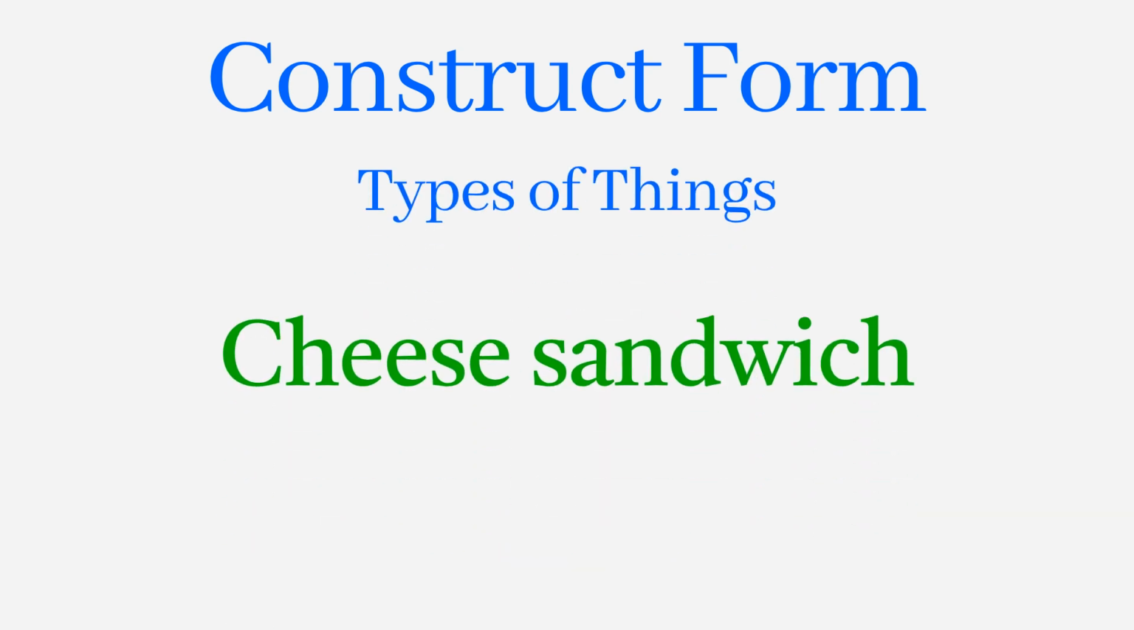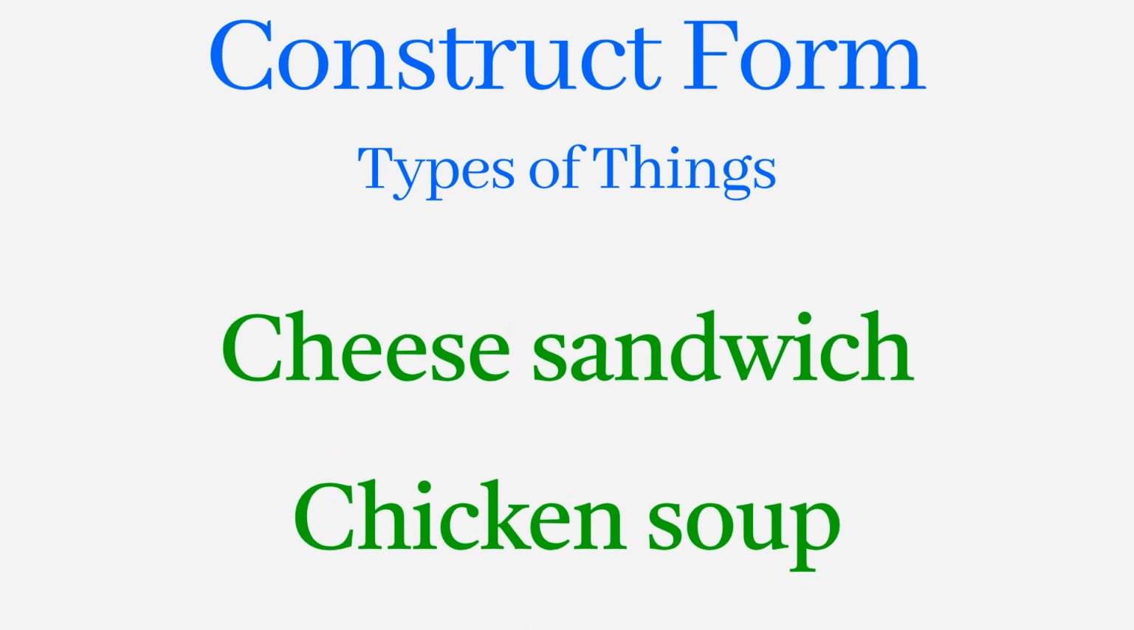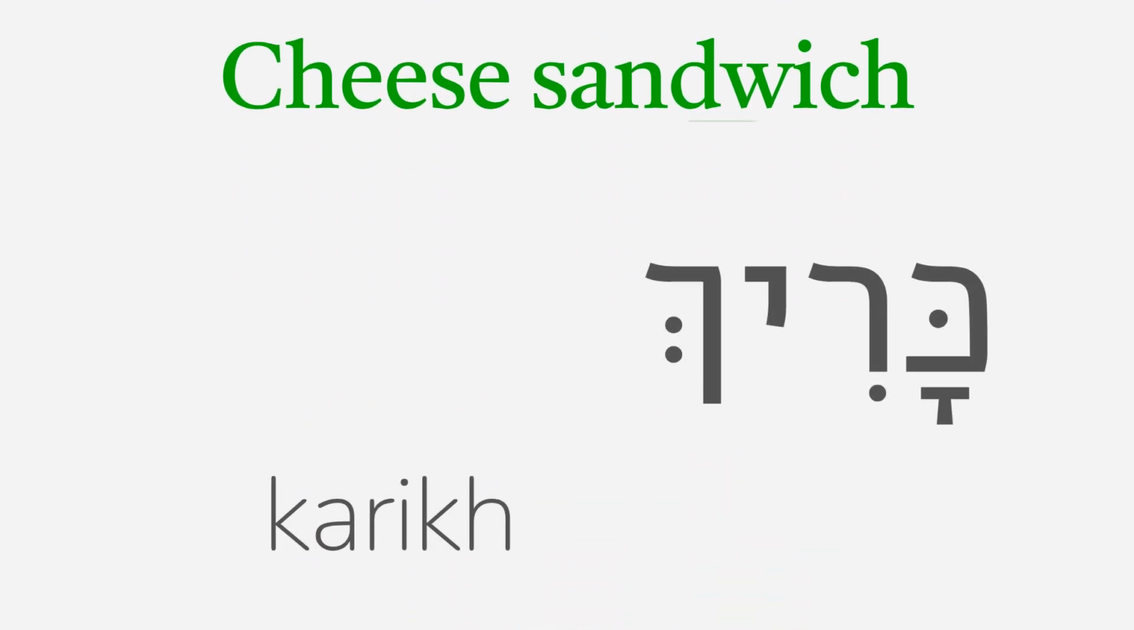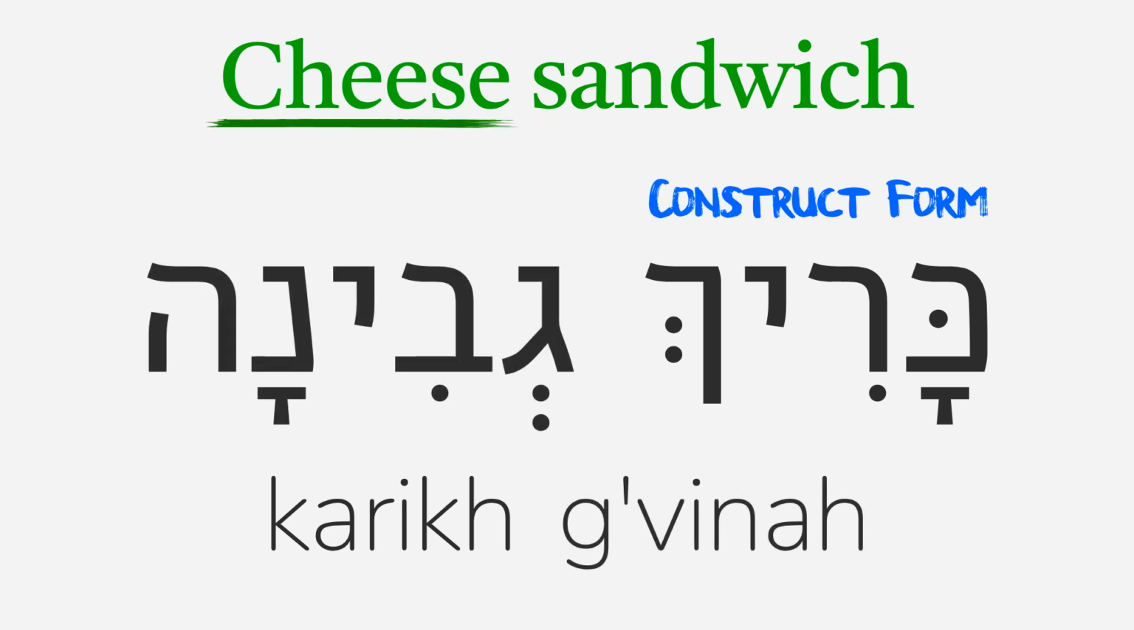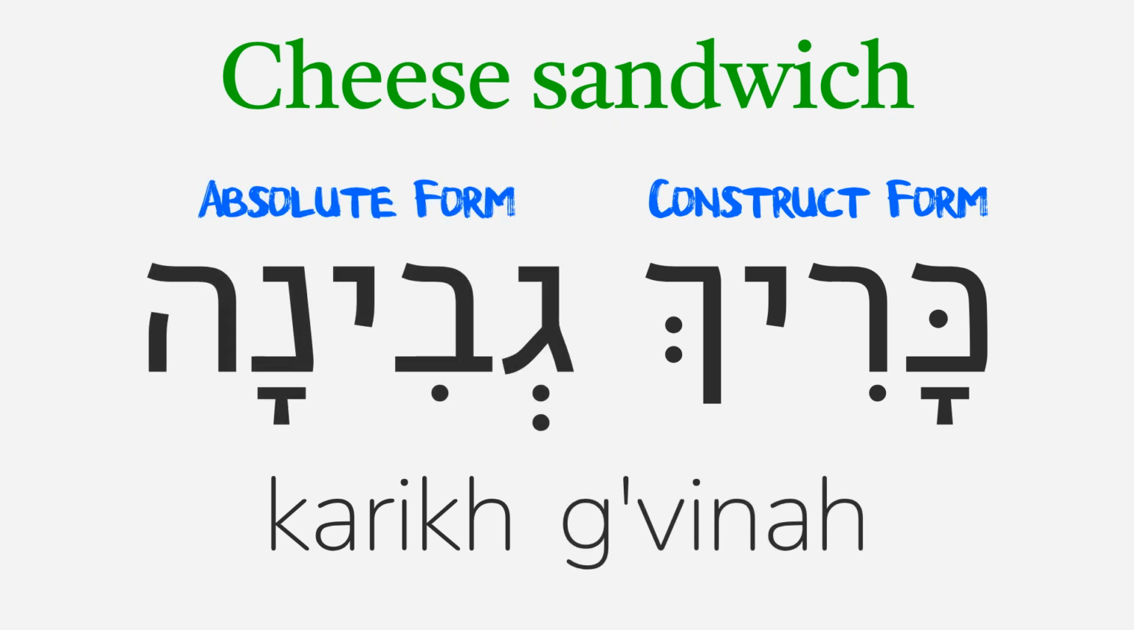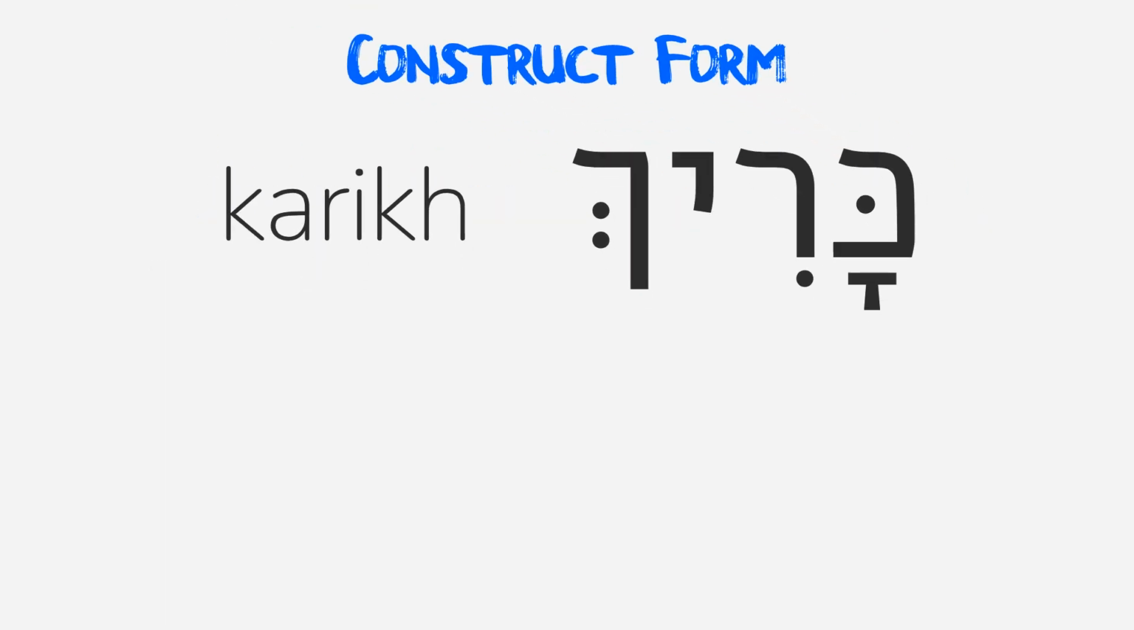Another thing that both Biblical Hebrew and modern Hebrew use the construct form for are specific types of things, like a particular kind of food, like a cheese sandwich or chicken soup. Cheese sandwich will be karich, sandwich in construct form, followed by gvina, cheese in absolute form, sandwich of cheese. Karich does not change its block consonant letters when in construct form, but it does change a vowel. If a vowel changes in a noun when you pluralize it, in many cases that vowel will change the same way when you put that noun in construct form.